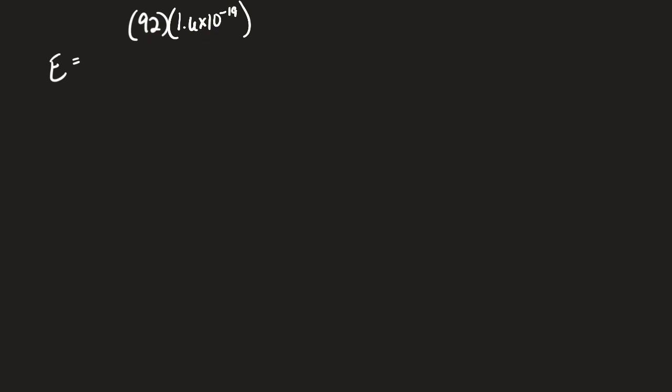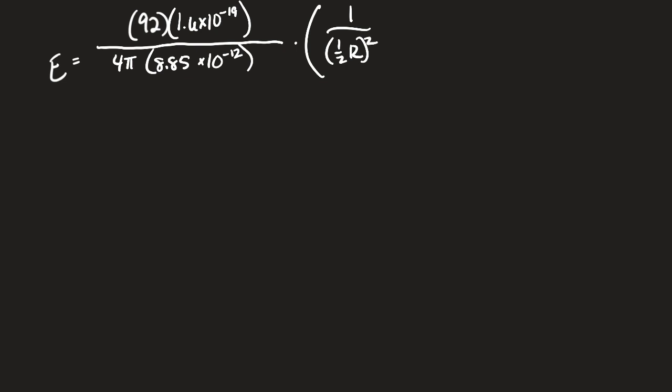So all that divided by 4 pi epsilon, 8.85 times 10 to the negative 12th, times, and just bear with me for a minute, 1 over half of r squared minus half of r over r cubed. So I think we can do some stuff in there to simplify. And that's what I'd like to do.